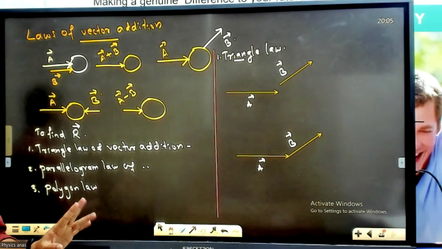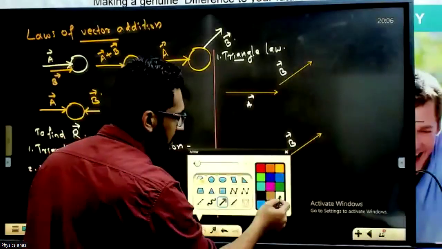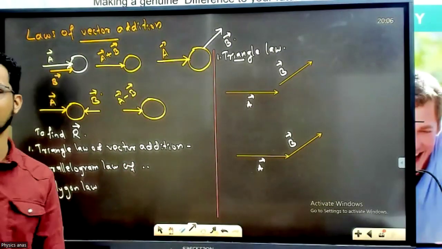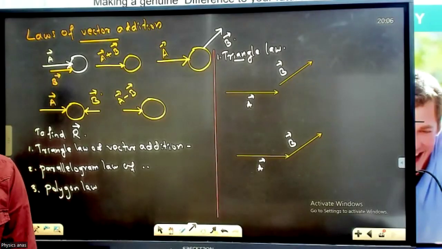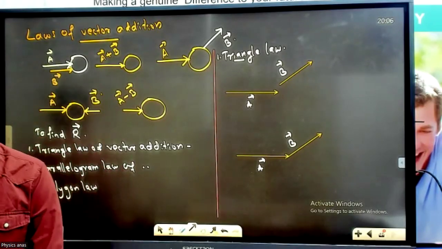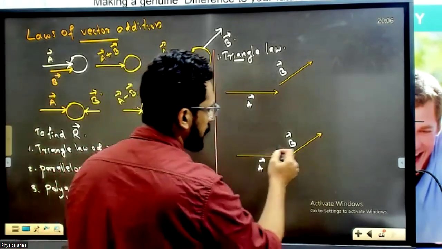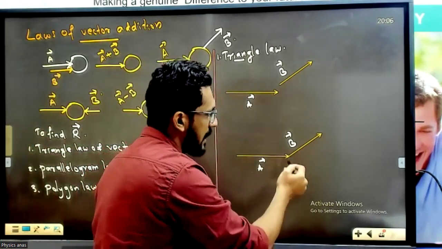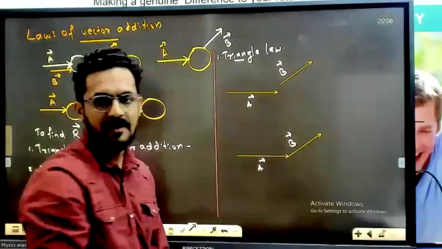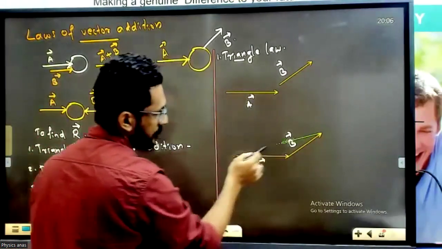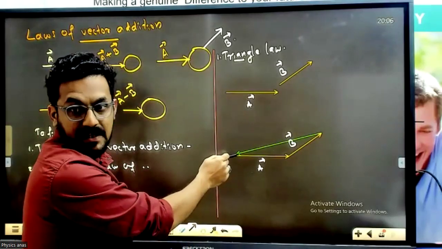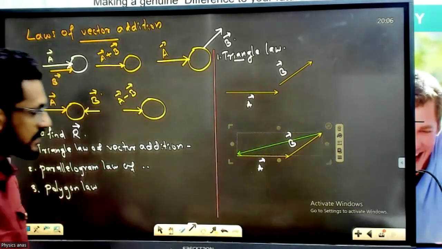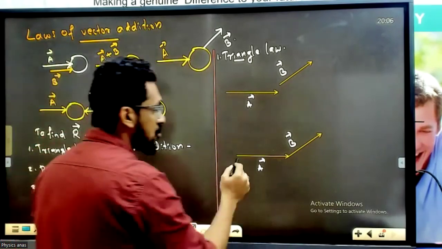And their resultant will be the third side of the triangle, but in reverse order. What is the third side of the triangle? The third side of the triangle is this one. If it is in the same order, tail, head, tail, head, tail, head, it will be like this. This will not give you the resultant. This line will not represent the resultant. What is the resultant? Resultant should be in reverse order.